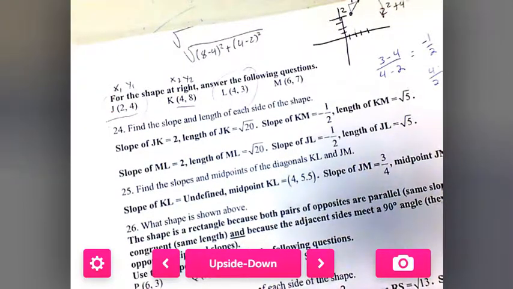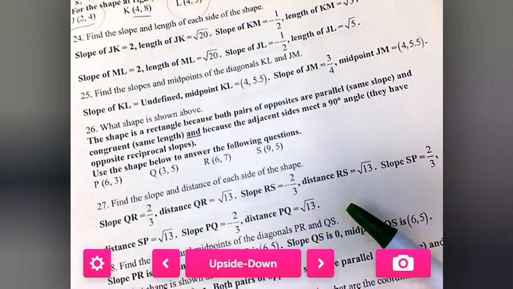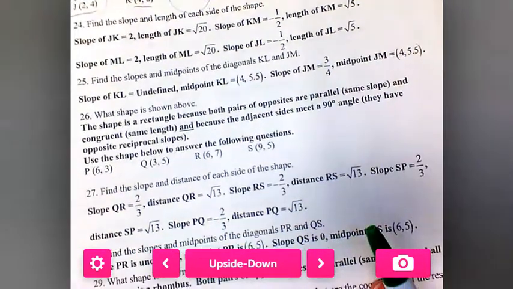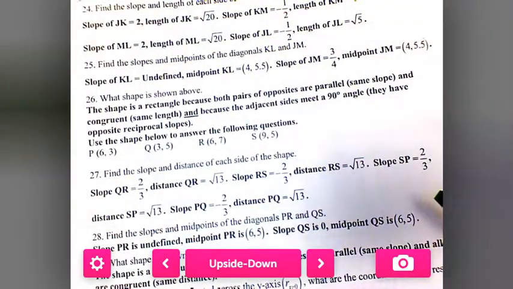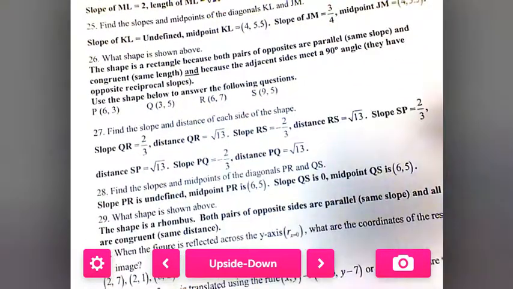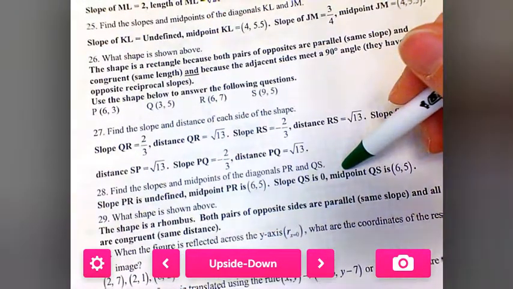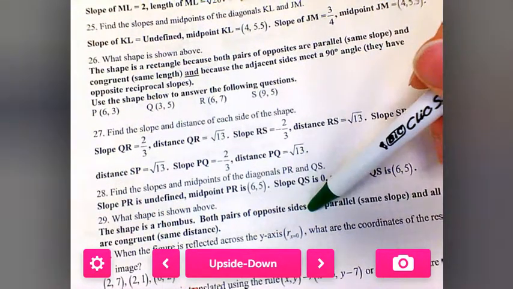Anybody have any questions about how to find 27? Any questions about how to find the slope or the distance of any of those? We kind of went over it in 24 through 26, but just making sure. Distance and slope are okay. We can do it by either the triangles on the side and then using Pythagorean theorem or actual distance formula. Slopes and midpoints of diagonals. What shape is shown? You're good?